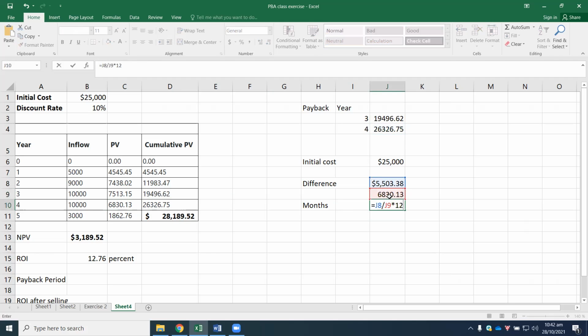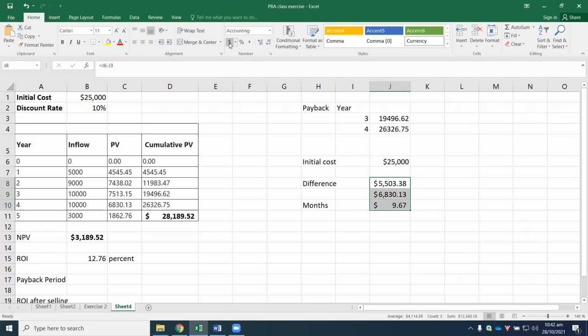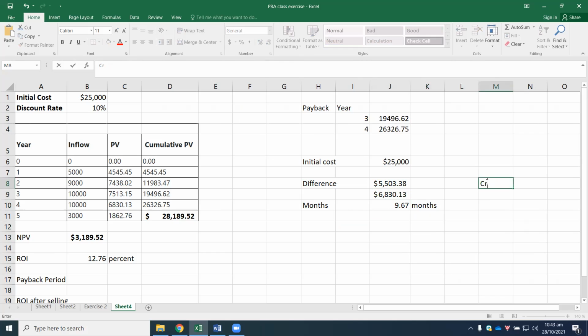12. Why 12? Because we want to get the monthly values, that means how many months is the difference. So your value will not be in dollar signs here. I'll need to remove the dollar sign from all of them. This would be just a plain number. So 9.6 months.